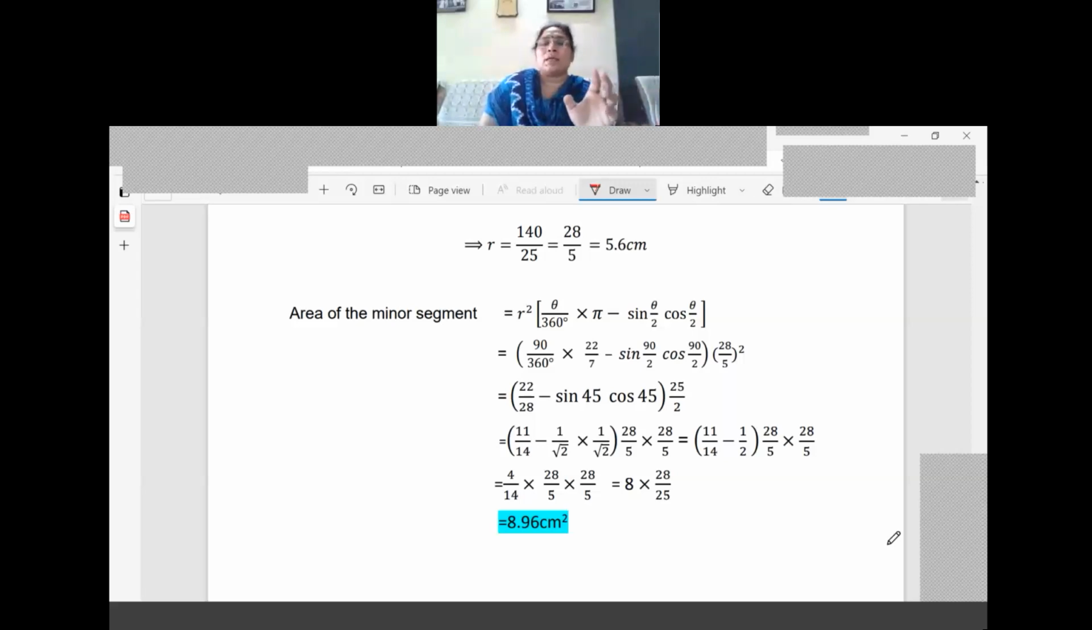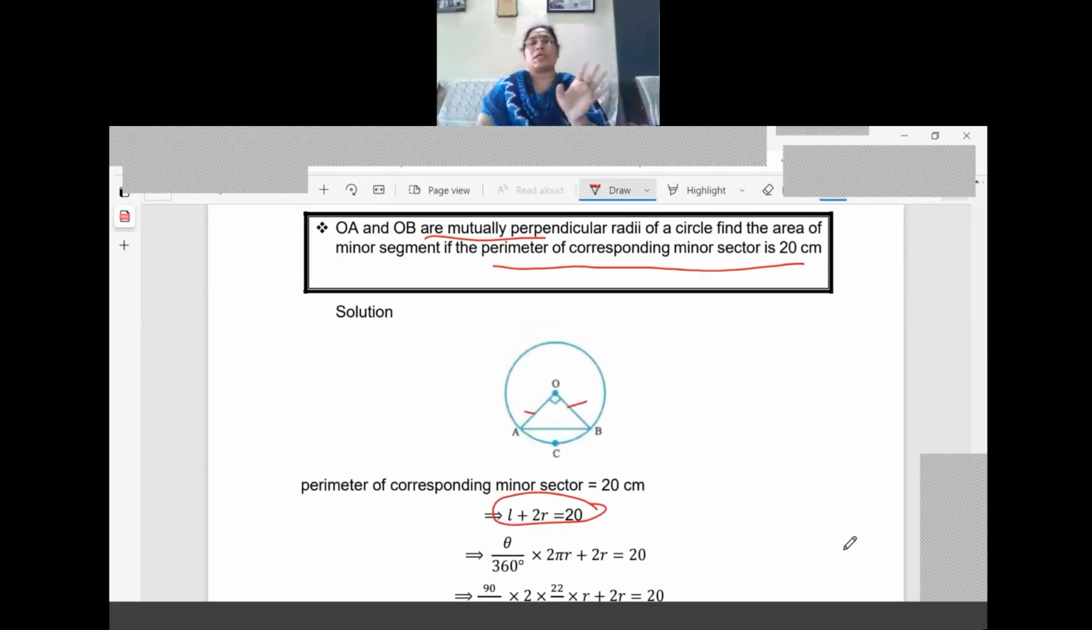Now substitute sine 90 by 2, cos 90 by 2, that is sine 45 and cos 45 only. That value is equal to 1 by root 2 into 1 by root 2. What is the final answer? 8.96 centimeters square. So once again, what is the meaning of the question?